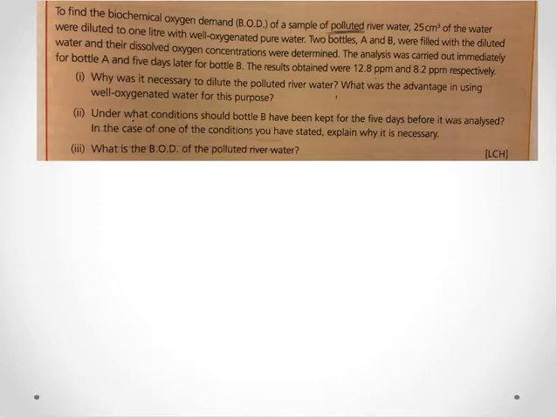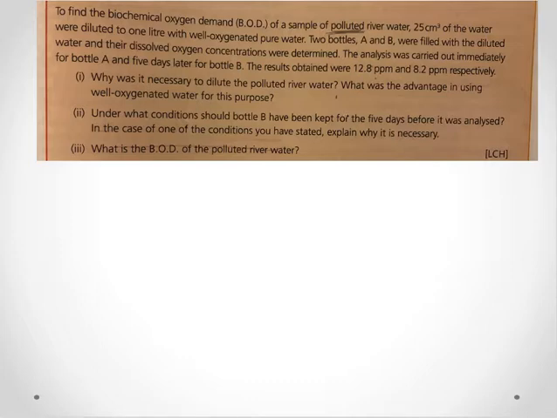Okay, number 2. Under what conditions should bottle B have been kept for the 5 days before it was analysed? So we know that that's in the dark and at 20 degrees Celsius. In the case of one of those conditions you have stated, explain why it is necessary. So why in the dark? That's so that any little plant material in there can't do photosynthesis, because if it did, that would release oxygen into the water sample, and so your results after 5 days would be inaccurate. It'll be showing more oxygen than it should.